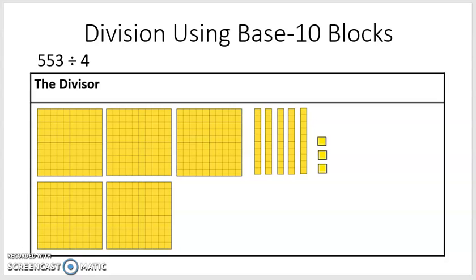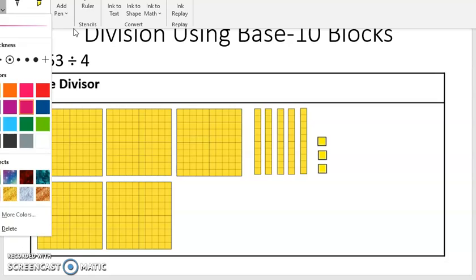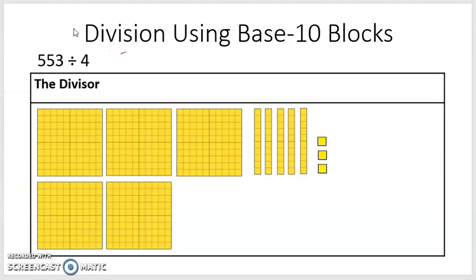So 553 would be 5 flats, 5 100s, 5 longs, and 3 units, as below. Division using base 10 blocks uses an equal apportionment concept. Remember, there are three models of division.